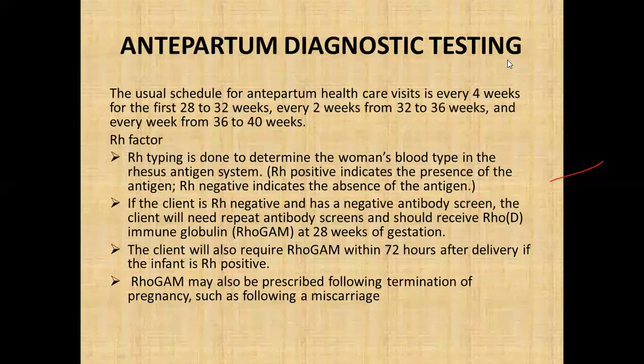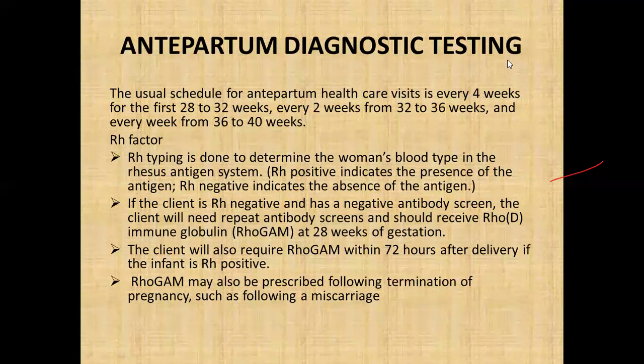So you add 4 weeks to the 16. Then up to 28 to 32 weeks, the person will be coming. After that, the person will be coming every 2 weeks. And then from 36 to 40 is every week up to the time the person will deliver.